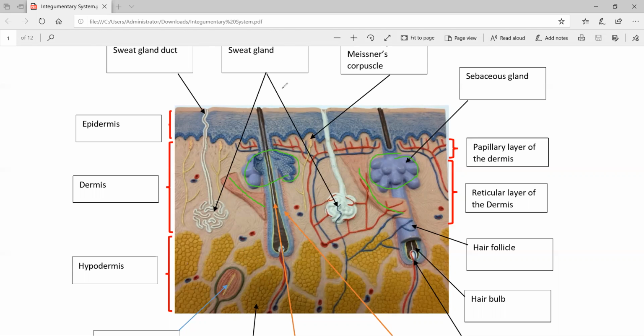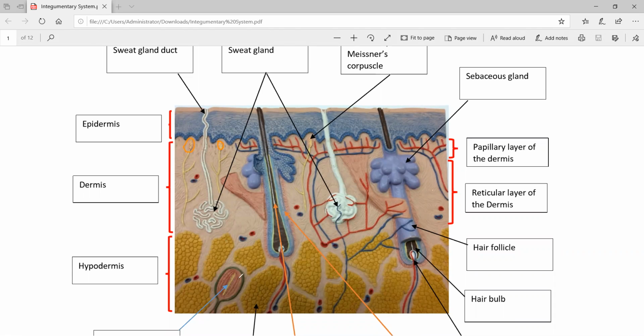We also have some structures that have to deal with your sensation of different pressures and pains. So at the very top here, looks like little flowers. Those are your tactile or Meissner's corpuscles. So these are going to sense a very light touch and pressure, okay?